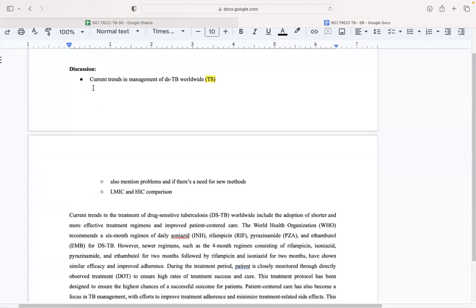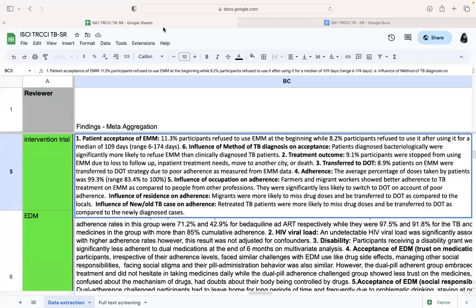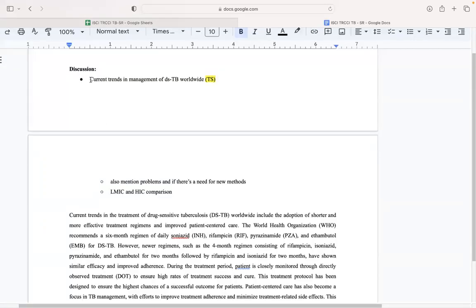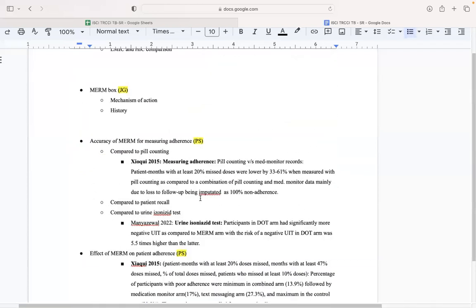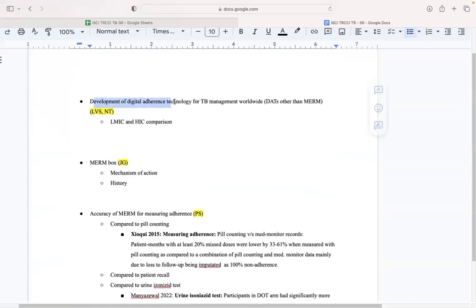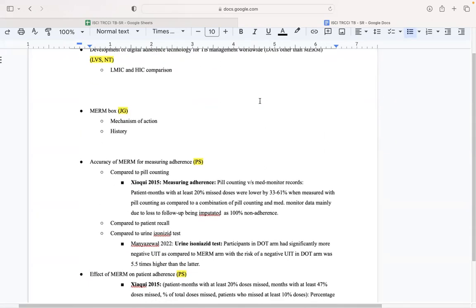Now, the first 2 to 3 headings under discussion will introduce the topic of our review, right? That information won't come from findings. So the first heading for our discussion is current trends in management of drug-sensitive TB patients worldwide. Second heading is development of digital adherence technology for TB management worldwide. It's still introducing our review subject, talking about MERM box, mechanism of action, history, all of that.